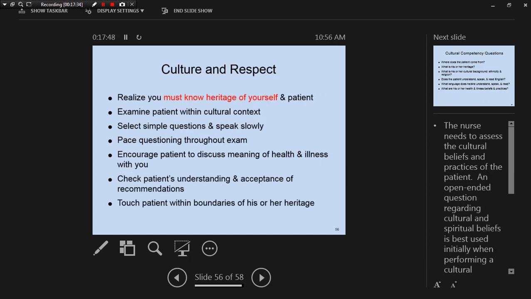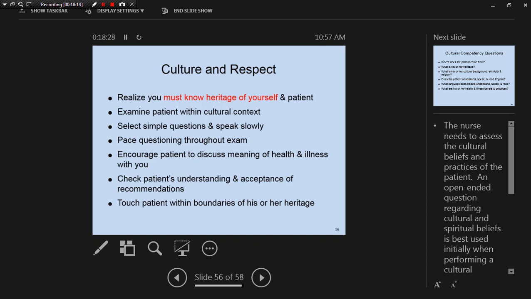So like we said, culture and respect. So how can we implement cultural care? Obviously making sure that we know our heritage, the culture of ourselves, basic knowledge of our patient. Examine the patient within their cultural context. And especially this falls in line if patients have limited English proficiency: selecting simple questions, speaking slowly, watching our pace, and following the patient's cues when we are examining them, and then we're collecting specific data to know if it's starting to make the patient uncomfortable or if they're shutting down, and maybe we've crossed a boundary.